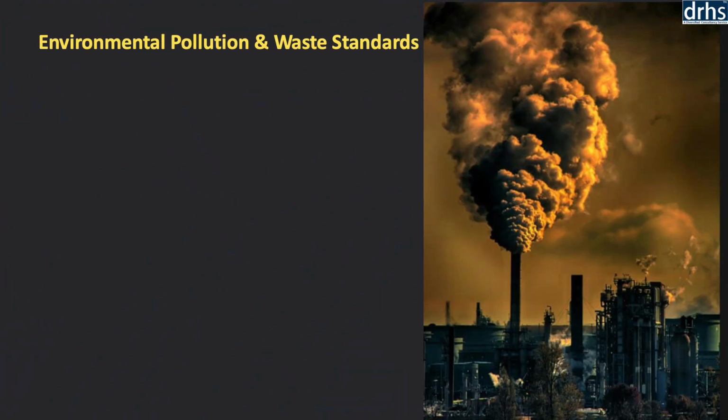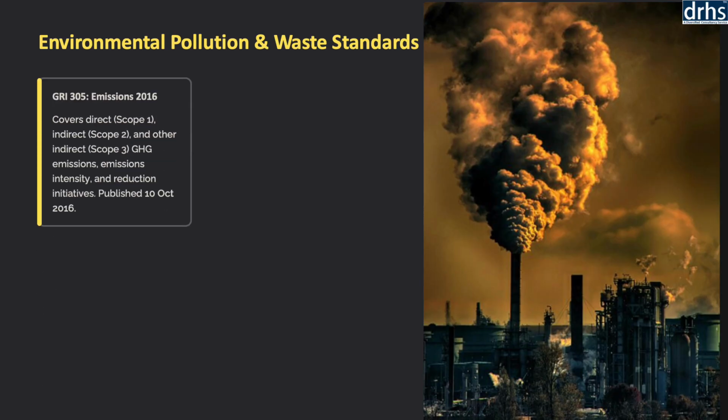Environmental pollution and waste standards. The depiction of environmental pollution and waste standards within the GRI framework underscores a rigorous and accountability-driven approach to managing adverse environmental externalities arising from organizational activities. These standards collectively establish a comprehensive disclosure regime that enables organizations to quantify, monitor, and mitigate their environmental footprint across emissions, effluents, and waste streams.